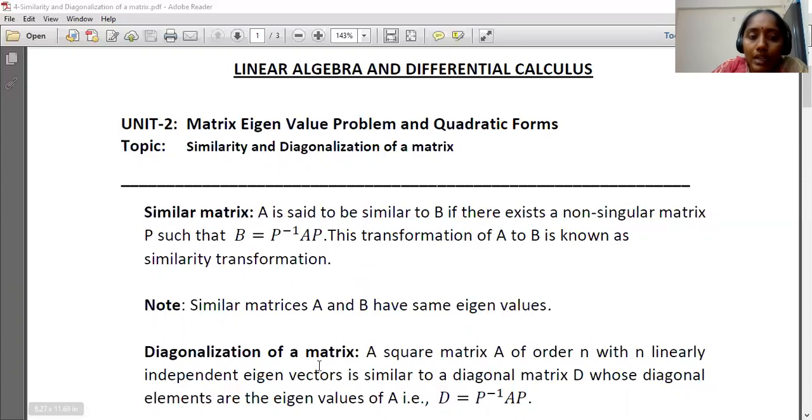So now we look into diagonalization of a matrix. A square matrix A of order n with n linearly independent eigenvectors is similar to a diagonal matrix D, whose diagonal elements are the eigenvalues of A, that is, D equals P inverse AP. Here P is called the transformation matrix. That matrix P has the linearly independent eigenvectors as its columns.